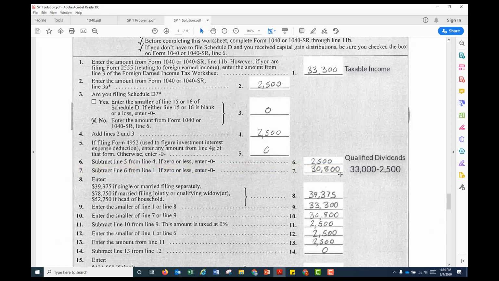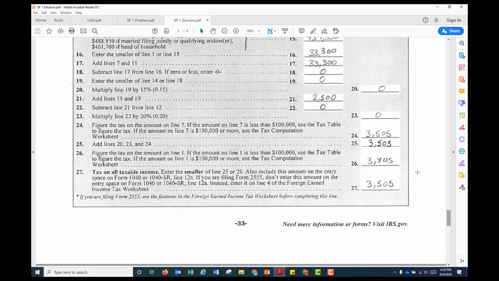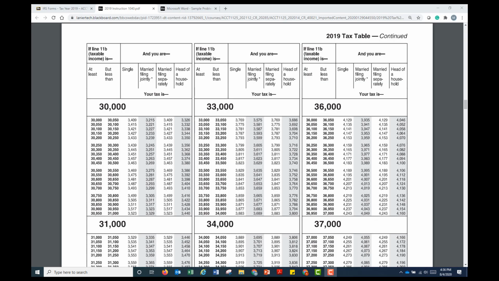And we need to find the tax on this figure, which we can find in the tax table in the appendix. And that amount would come out to $3,505. You can see it here. By the way, this is the PDF file downloaded from the IRS website, the forms website that I showed earlier in another video.